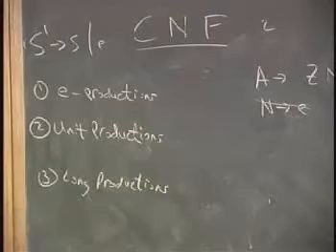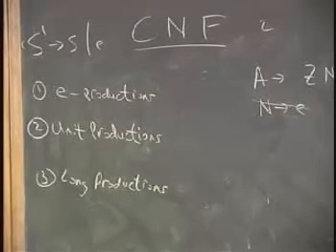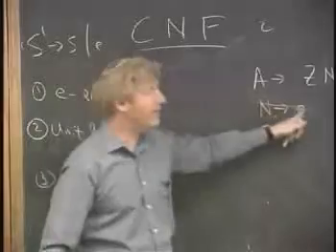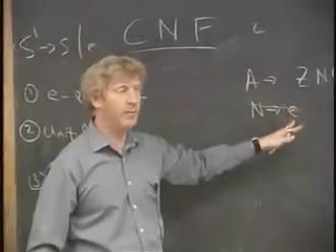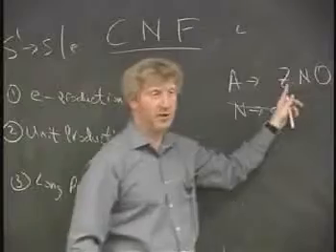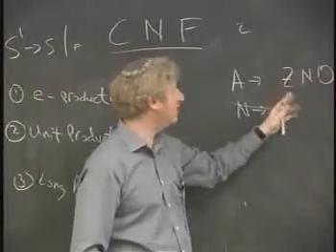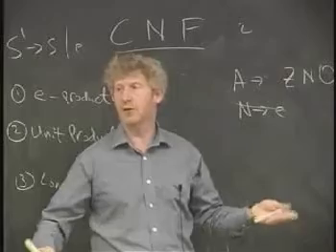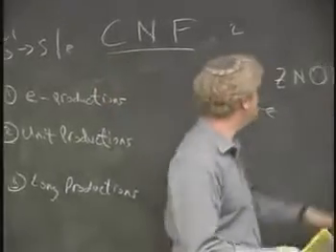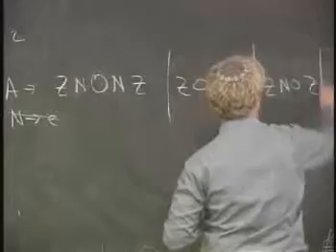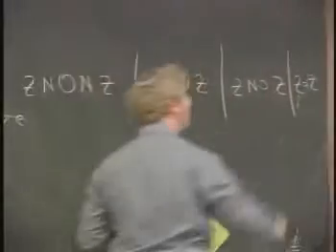We did this first because it was the easiest one to explain. Now we're doing E productions. You take every single E production. In this case, there's only one that we see. You go to every other production in the whole grammar, namely just this one, because it's the only one I have on the board, and you substitute for N in every possible combination. N goes to empty. So you get ZONZ, you get ZNOZ, and you get ZOZ. And you need all three of those.